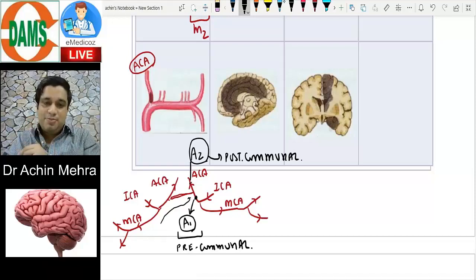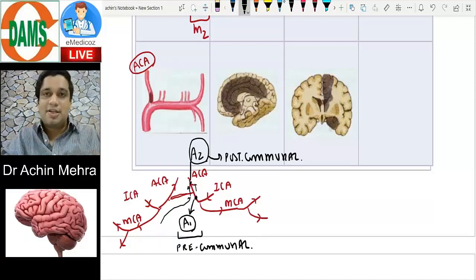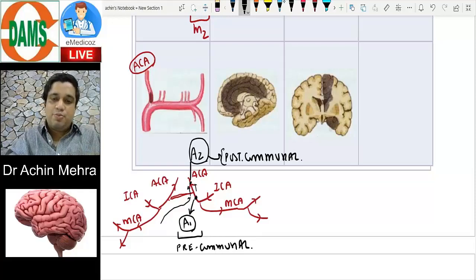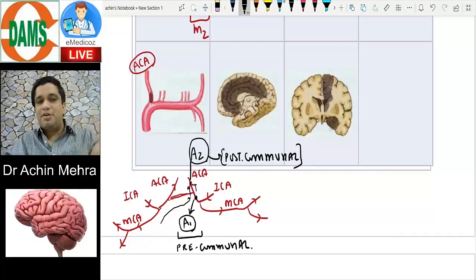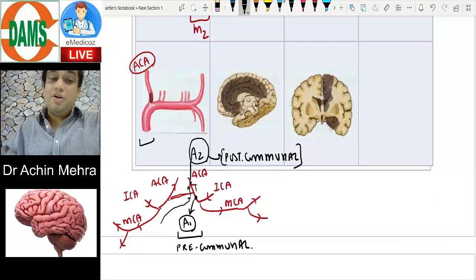While if the lesion is post-communal, that is beyond the communicating artery, even reperfusion from the contralateral side cannot help the patient, because this thrombus has now lodged into this part. Even if I try to reperfuse it from this end, it is not going to easily dislodge from that site. So that is A2, post-communal ACA territory infarcts. Although in this image it looks like pre-communal, don't worry. If there is a post-communal or A2 ACA infarct, what could be the deficit?